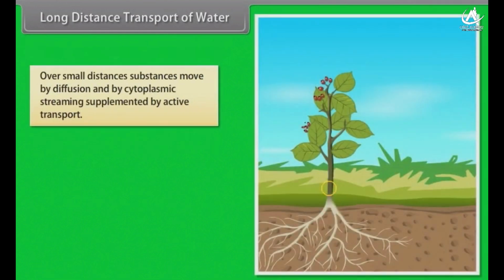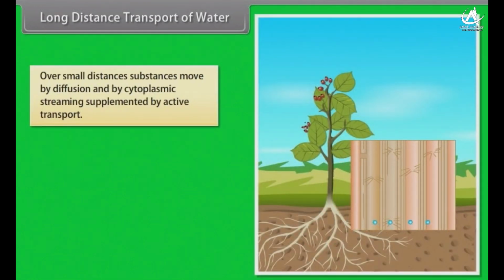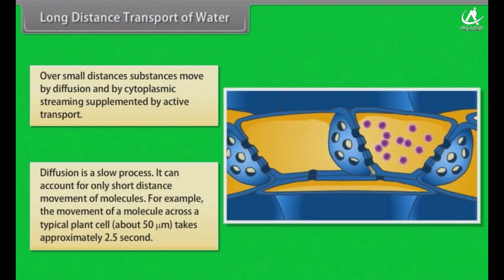Long-distance transport of water. Introduction. Friends, as we all know, over small distances, substances move by diffusion and by cytoplasmic streaming, supplemented by active transport. Long-distance transport of substances within a plant cannot be by diffusion alone. Diffusion is a slow process. It can account for only short-distance movement of molecules.